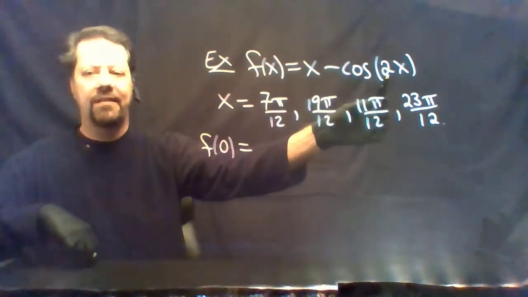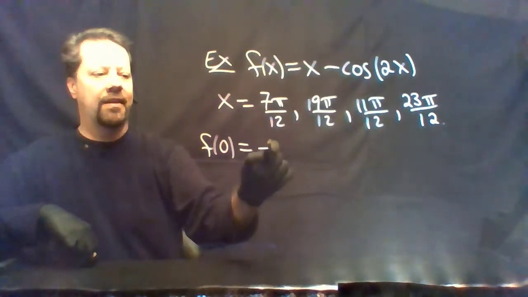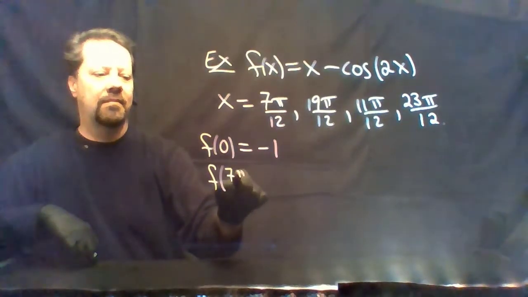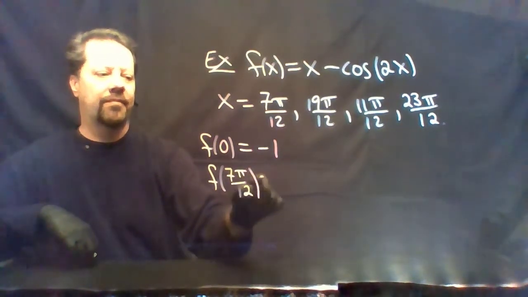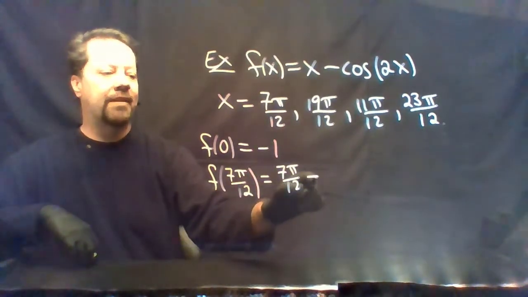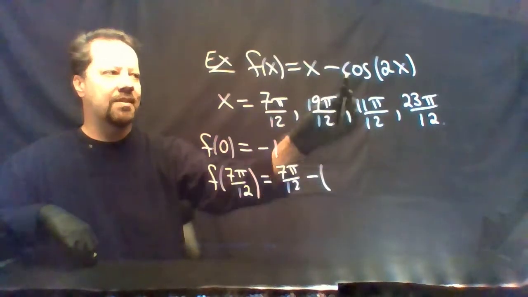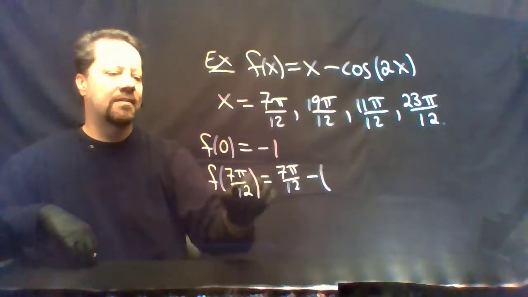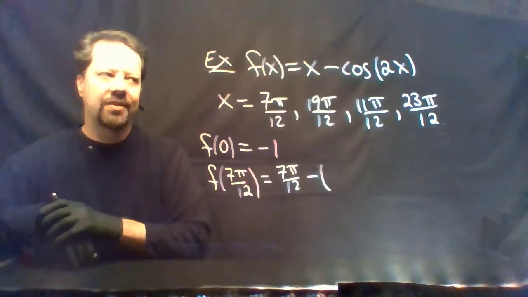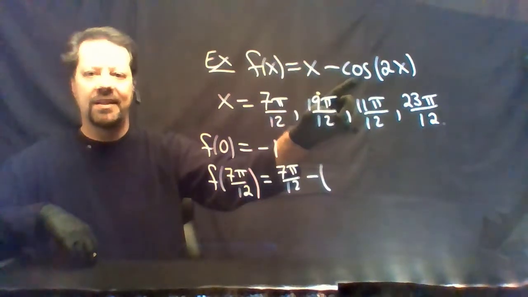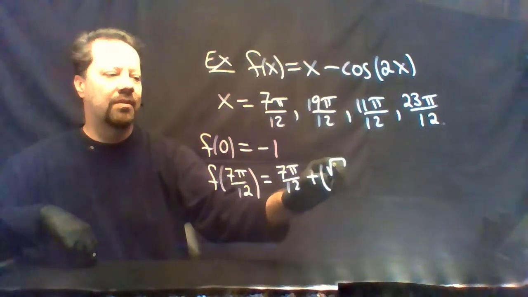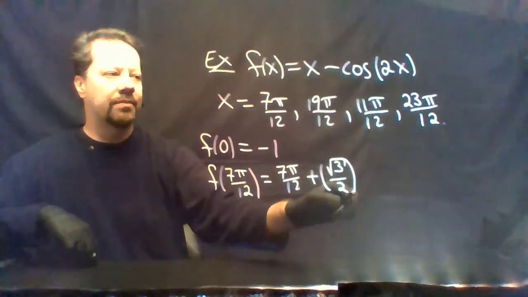Evaluating at 0, cosine at 0 is 1. We'll end up with a function value of -1. F of 7 pi over 12, it'll be 7 pi over 12 minus 2 times 7 pi over 12 is 7 pi over 6. That 7 pi over 6 is in quadrant 3. Cosine is negative in quadrant 3. And so the value will be root 3 over 2.